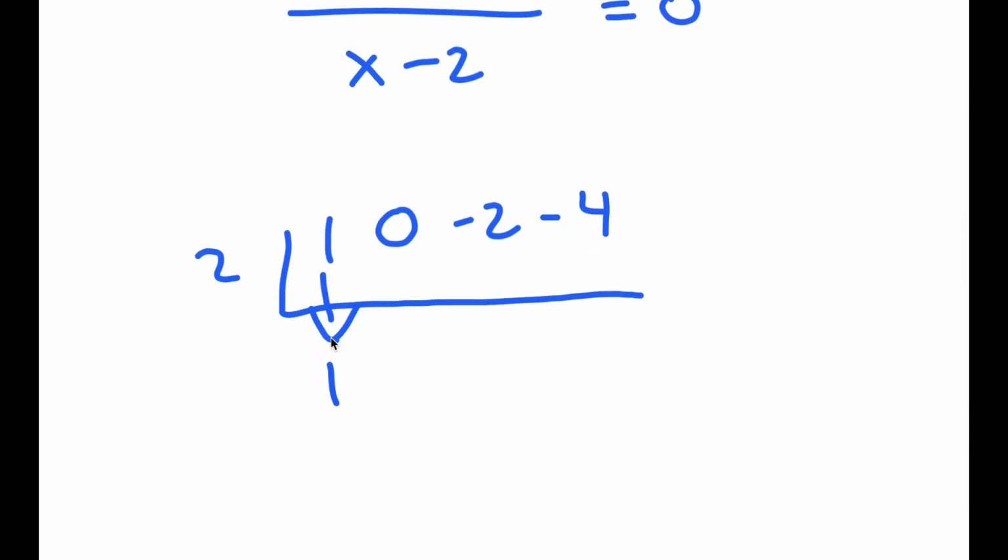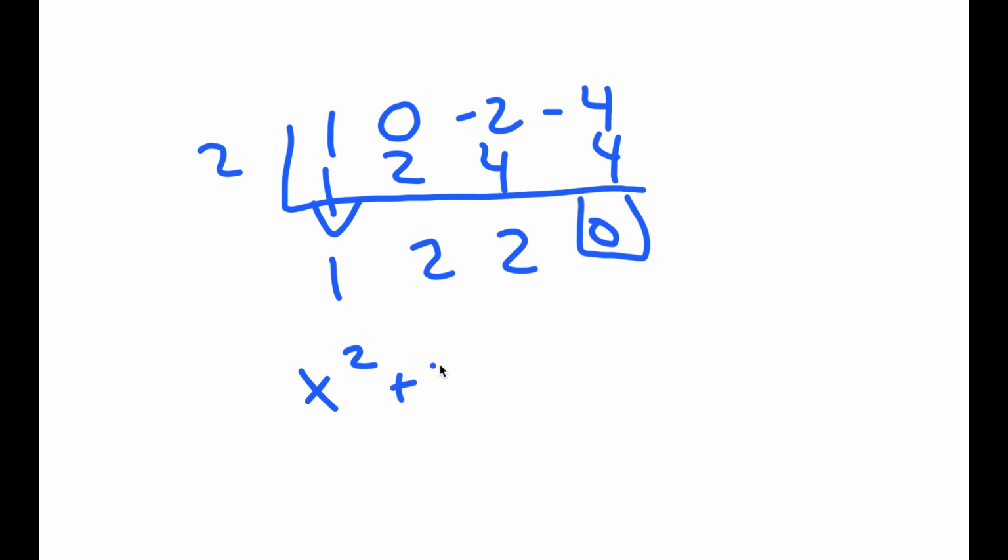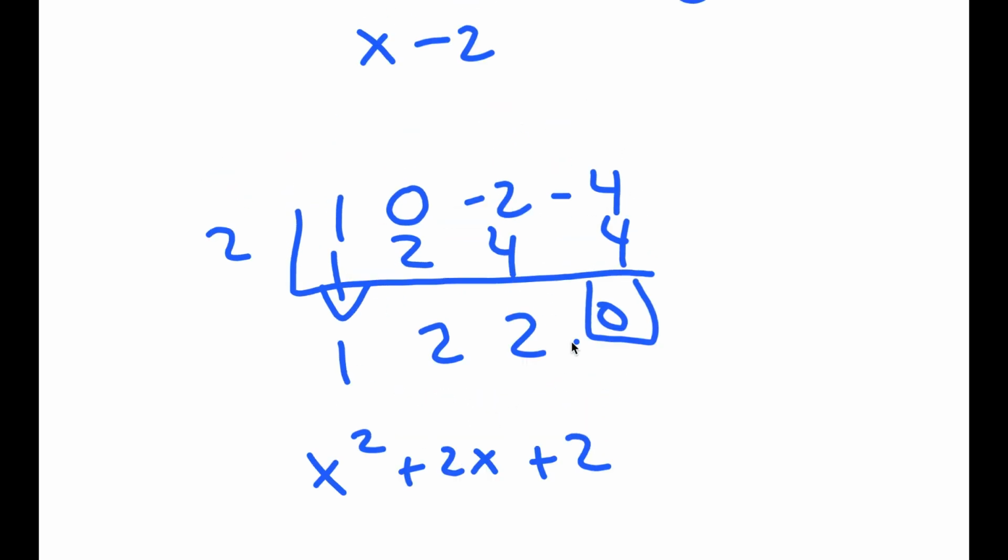So I'm going to first bring down the 1. 2 times 1 is 2. I add 0 plus 2. Now 2 times 2 is 4. Negative 2 plus 4 is just 2. 2 times 2 is 4. Negative 4 plus 4 is 0. So we have a remainder of 0. And we get x squared plus 2x plus 2.